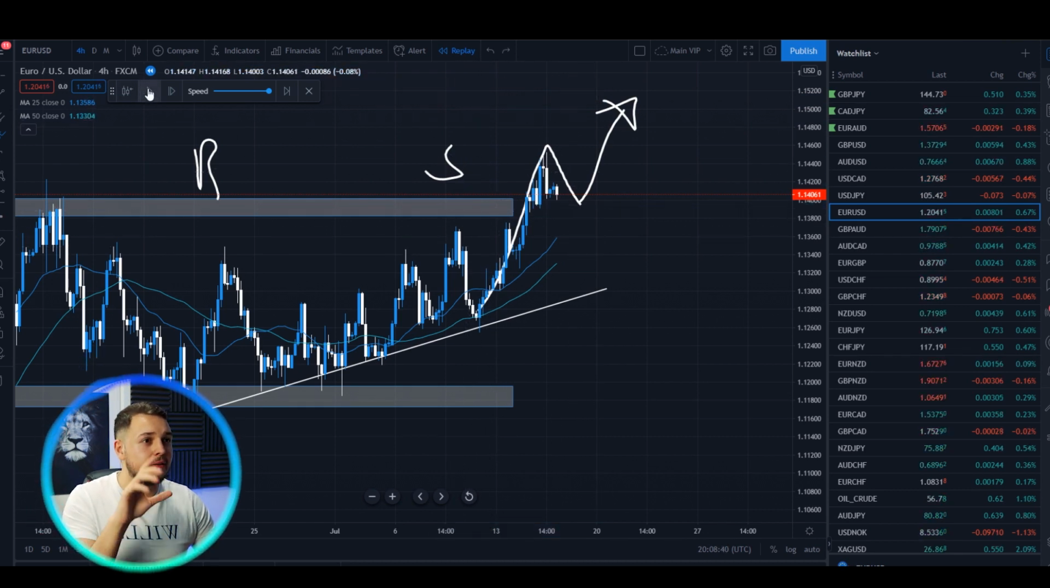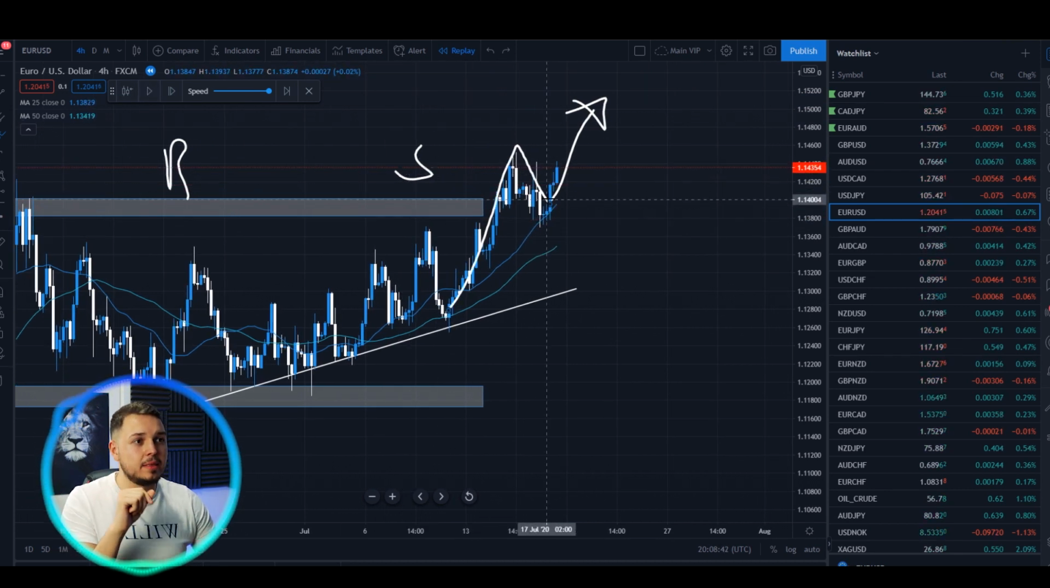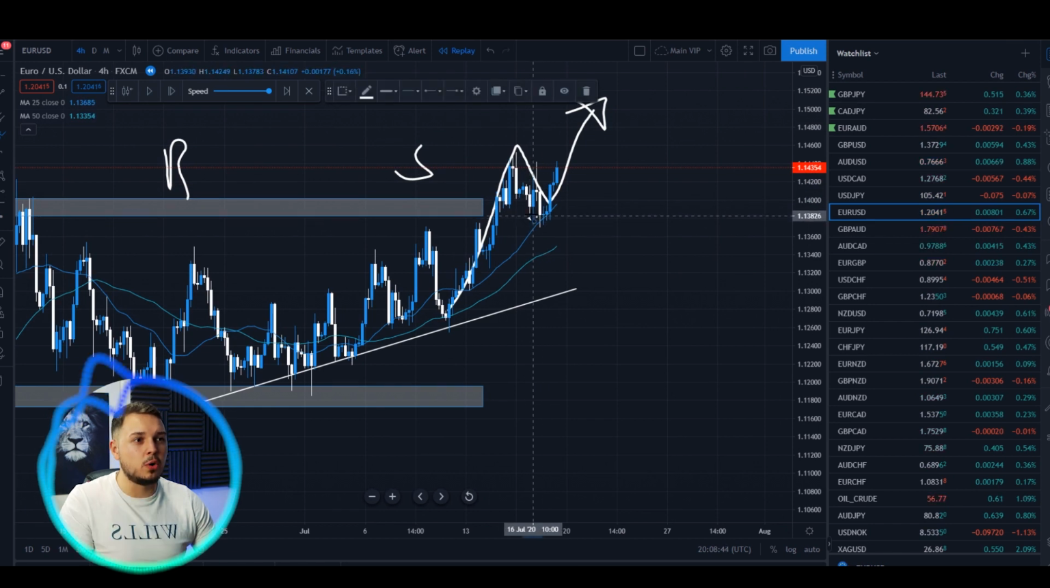So let's see what happens. Let's wait, and as you can see, the market did touch the moving average, or nearly touched the moving average. That's what I like to see.